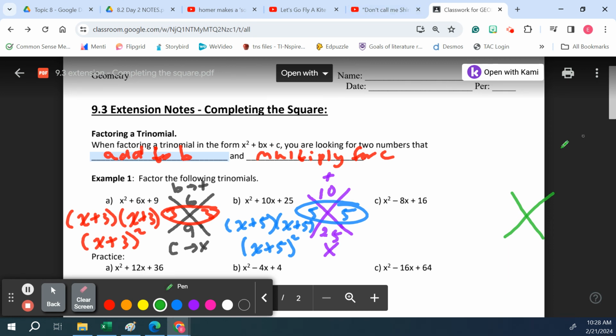All right, looking at this, we're looking for things that add up to -8, but multiply to give us 16. Go ahead. Both are -4? Yes, they are. Very good. So both are -4 here. So this leaves us with x minus 4 times x minus 4, which gives us x minus 4 quantity squared.